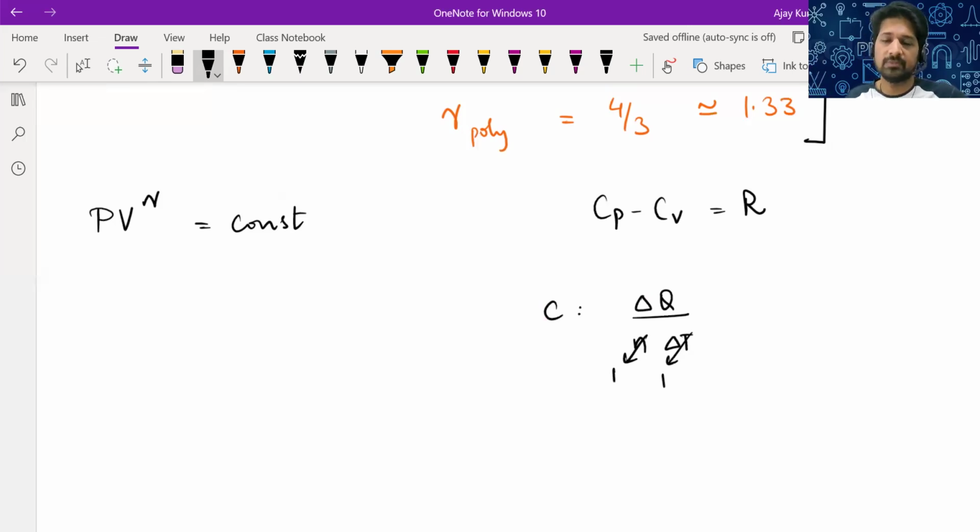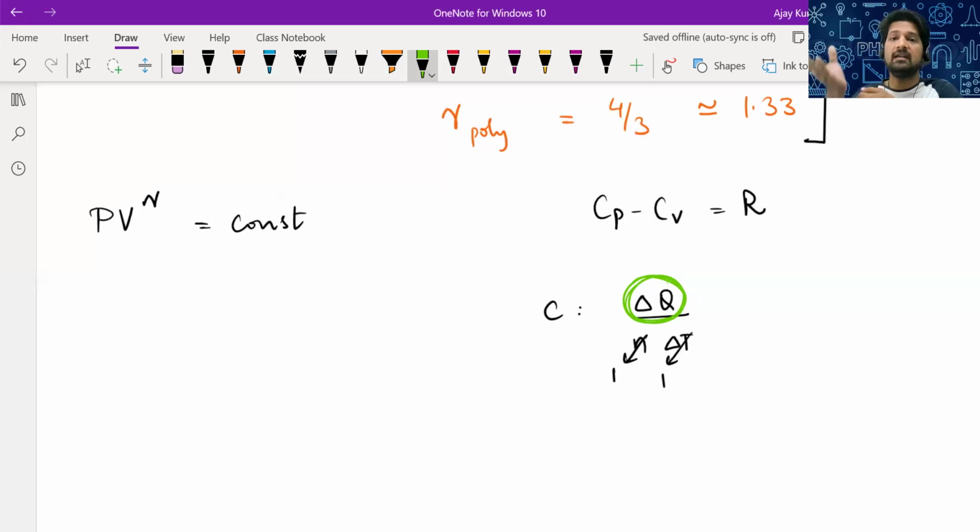Cv stands for molar specific heat at constant volume. Now when you supply heat to a gas, some of it gets stored as internal energy, some of it gets converted to work. If you keep volume constant, you are not allowing the gas to expand. If you are not allowing it to expand, you are not allowing it to do work. Then all the heat supplied gets stored as internal energy only, no?